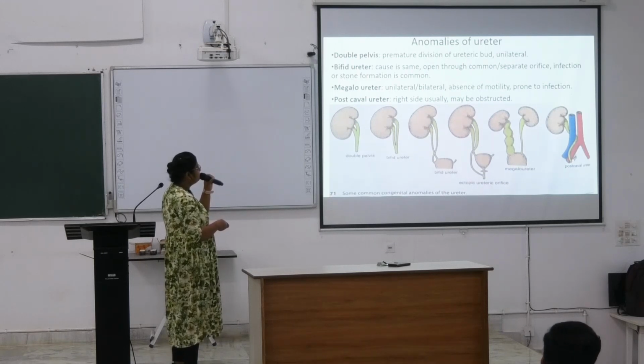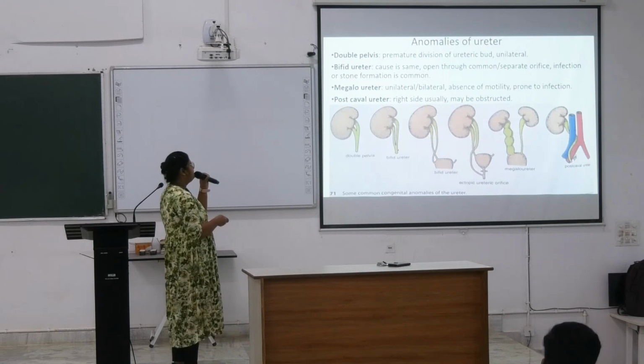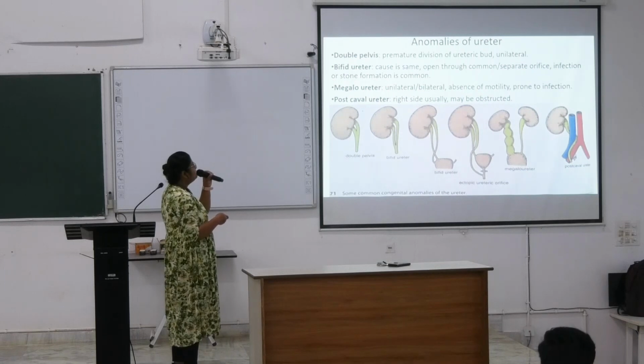Here is also an ectopic ureteric orifice. One ureter is opening in the bladder, another opening into the urethra directly. This is megaloureter. Unilateral or bilateral, absence of motility, prone to infection.